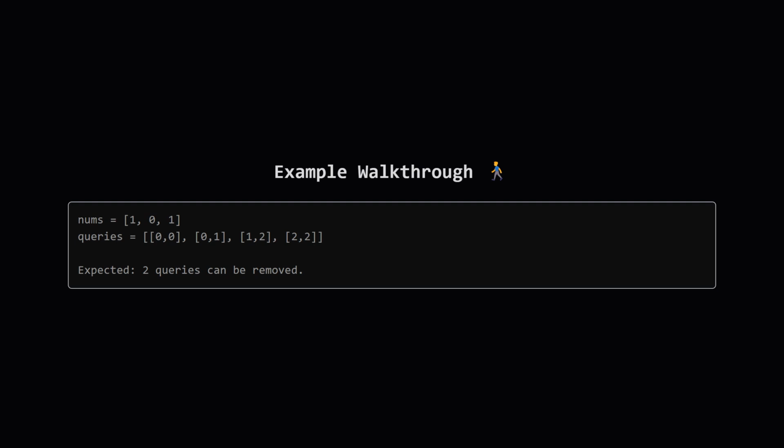Queries available that cover index 2 include 1, 2, so we pick query 1, 2. We've used another query, so we used two queries in total, 0, 1 and 1, 2. We had 4 queries to start with, so 4 minus 2 means 2 queries were not used. These are 0, 0 and 2, 2. So the answer is 2.